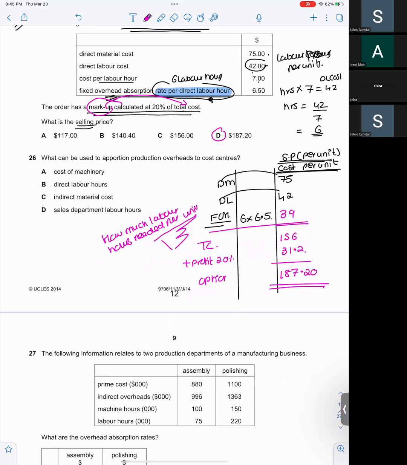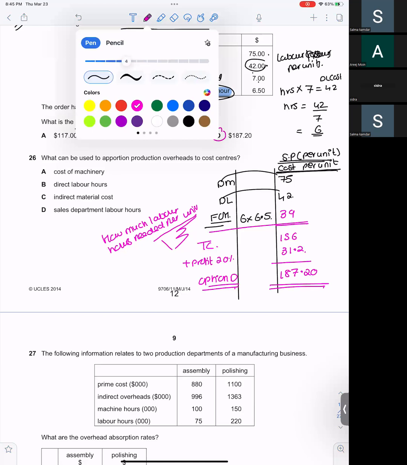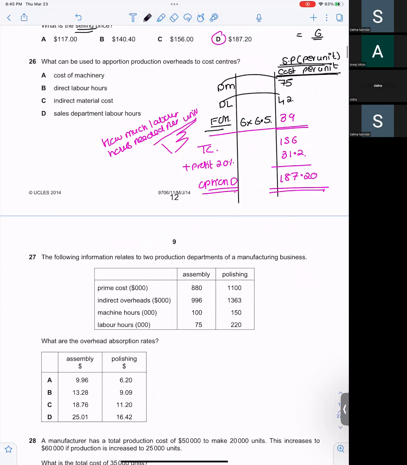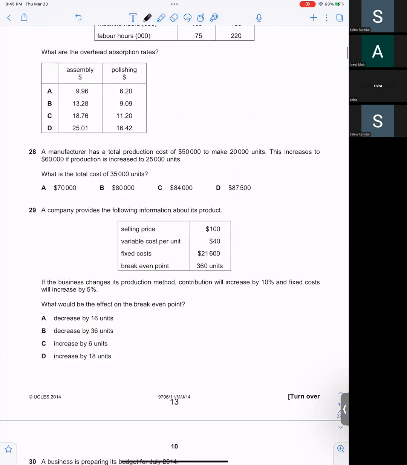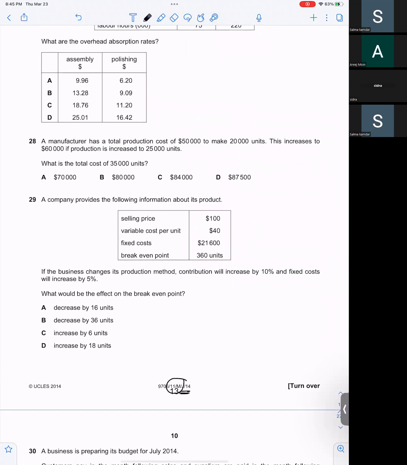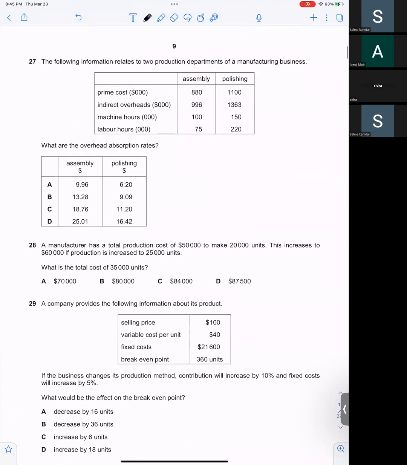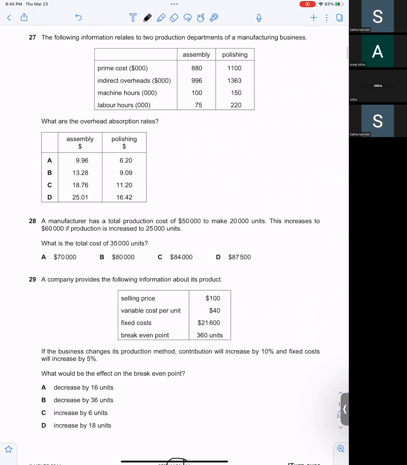Are you all with me? Yes, miss. Next one. So this is May June 2014 paper 11. Next one. What are the overhead absorption rates? How do you find overhead absorption rate?